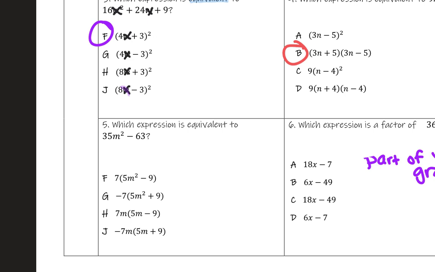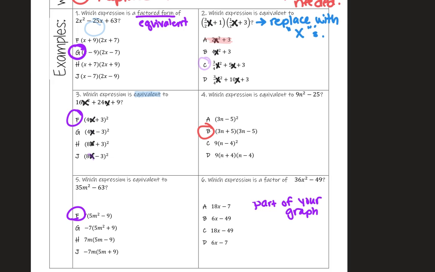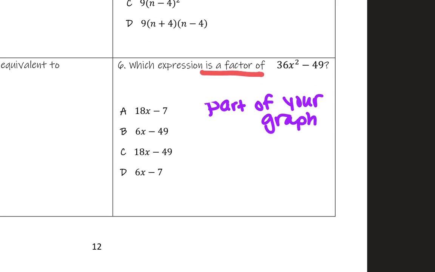All right, and then 6 is different. The reason 6 is different: if you notice on example 1, on this one it was factored form. So they had two factors or two sets of parentheses that gave me this equation. On this one, it says what is a factor. So you're only looking for part of it. So if I graph this one here, this one's going to give me a U.